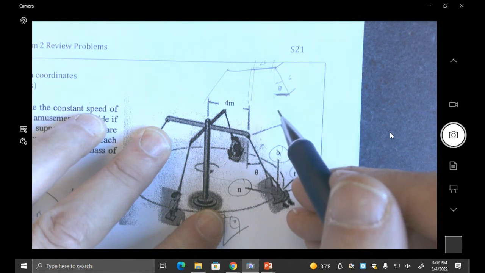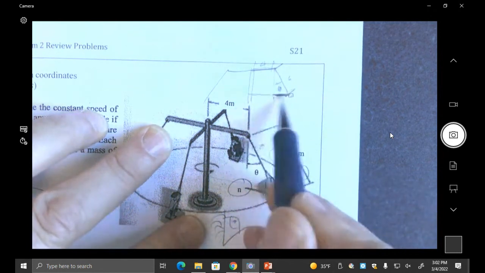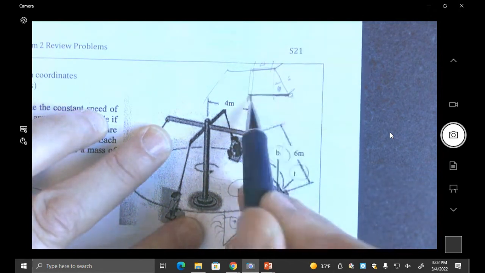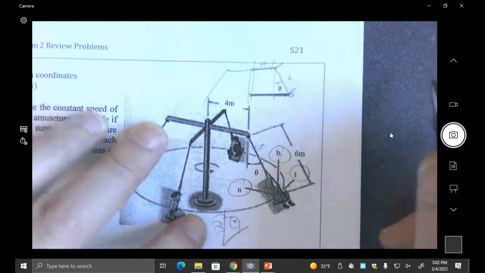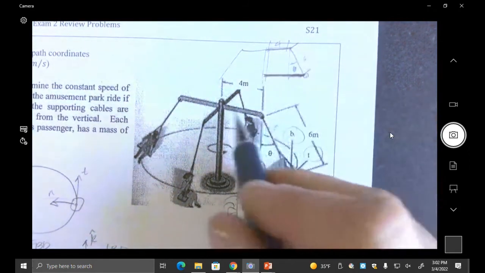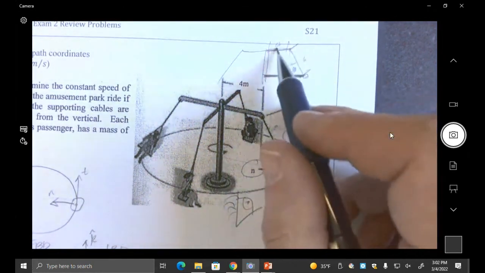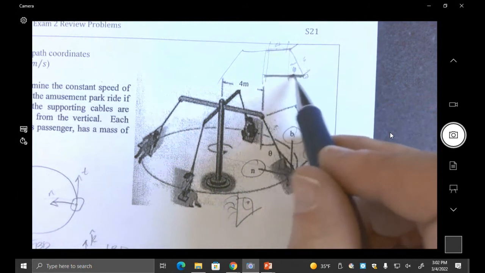How does it give us a total length? It's not the length. We want to have the distance from here to there. Oh, I see. That distance right there. Because this thing has a straight arm and then it has a slope thing right there, we need to add that 4 with 6 times the sine of theta.